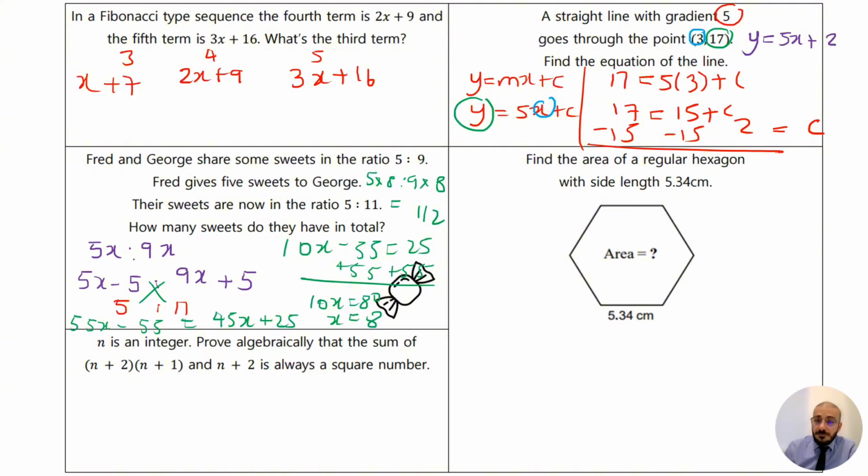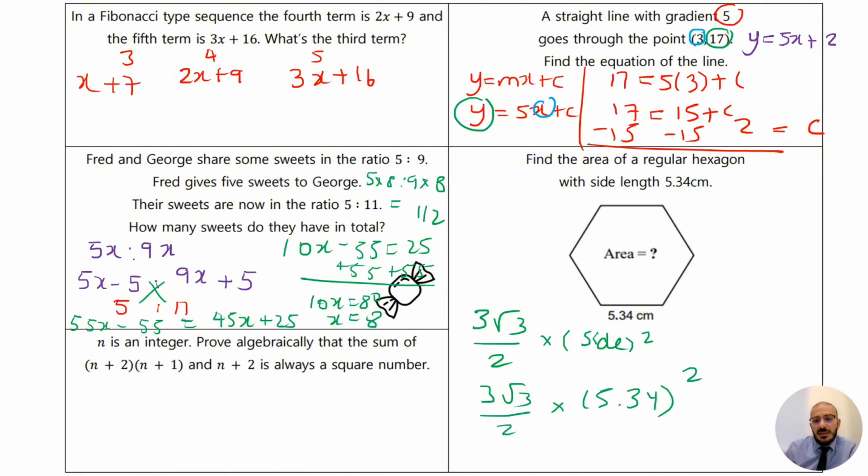Next question. The formula for finding the area of a regular hexagon is 3 root 3 out of 2 times side squared, which in other words is basically just, we're going to need to type this 5.34 in. So 3 root 3 out of 2 times 5.34 squared. And that gives me 74.06 centimeters squared. There you go.